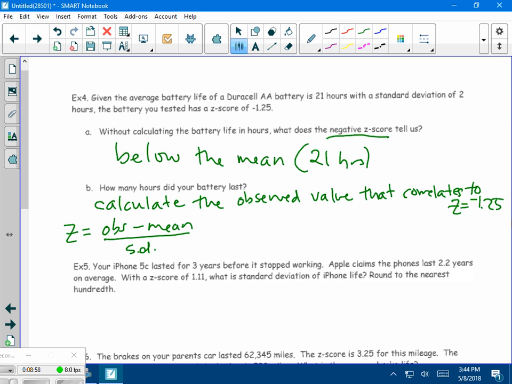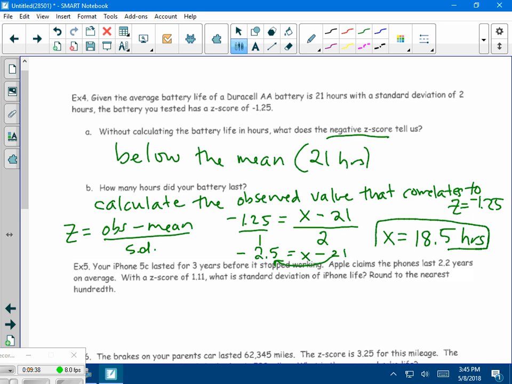All right, so there's our super shorthand. If we plug in, we know this is -1.25. So we want to go x for the observed minus the mean of 21, and then over what's our standard deviation here? 2. Then you can simply cross multiply and solve, however you want to do this. So this is going to give us -2.5, and then x minus 21, and then you can add 21 on over. When you add 21 on over to the other side, what is that going to bring us up to? -2, so 18.5. So that's how many hours that the battery actually lasted.